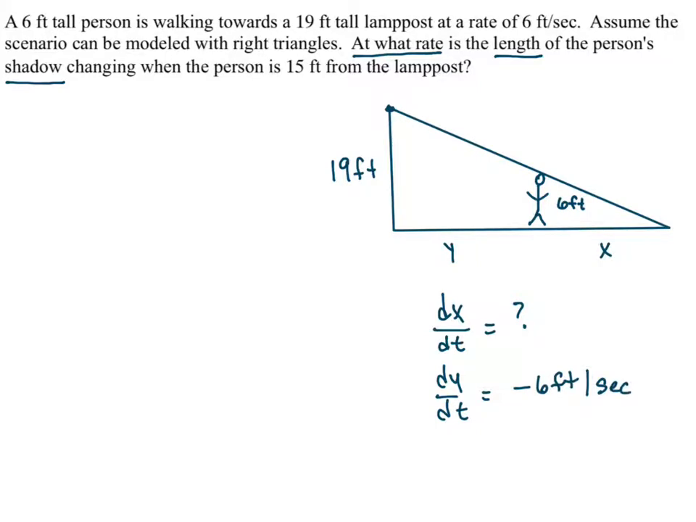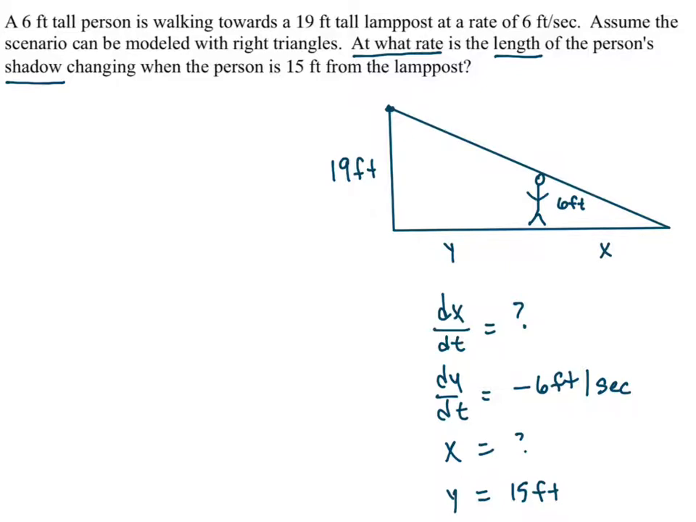Now that one we're moving at a rate of 6 feet per second. I am walking towards the lamp post, so the y value is getting smaller. So since the y value is decreasing, we should have a negative rate of change. That's why I put a negative on the 6 feet per second on this one. The 19 feet, 6 feet, those are both constant throughout the whole problem. The 15 feet is specifically how far away the person is from the lamp post. That will be changing, but I'm freezing it right at 15.